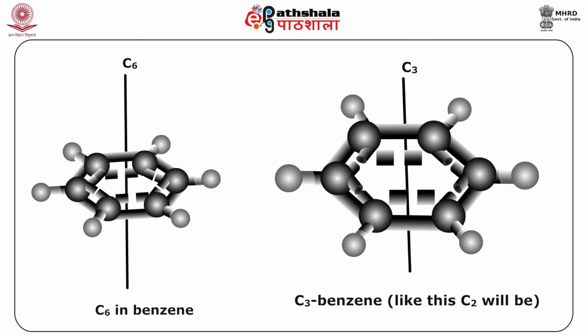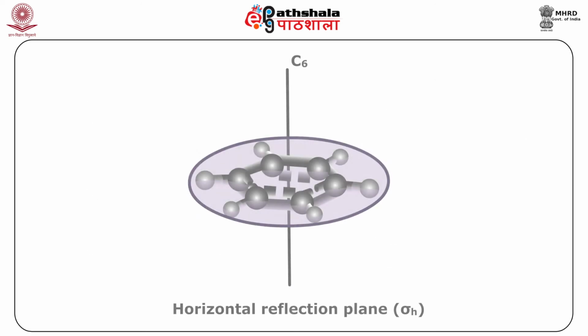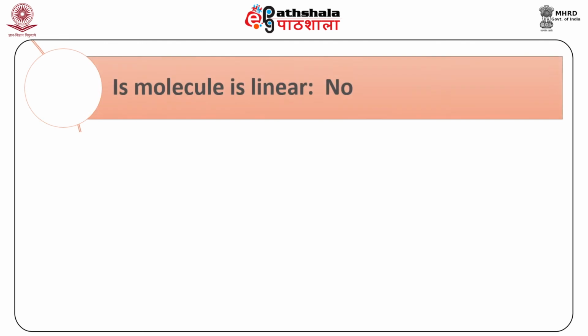The next and the last molecule is the symmetry elements and operations in the case of benzene. Now you know that it has C3 and also C2, two types of C2 axes, C2 dash and C2 double dash, depending on where the axes pass through, whether through the bonds or the carbon atoms. And you can see here in the picture, it has a horizontal reflection plane denoted by sigma h. The molecule is obviously not linear, as you have studied the benzene molecule many times.